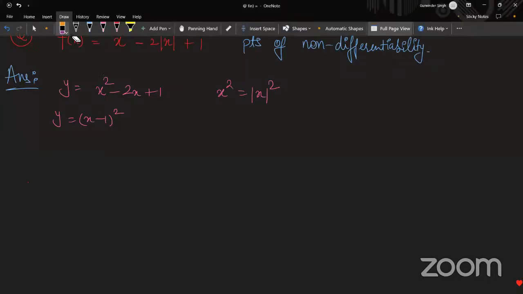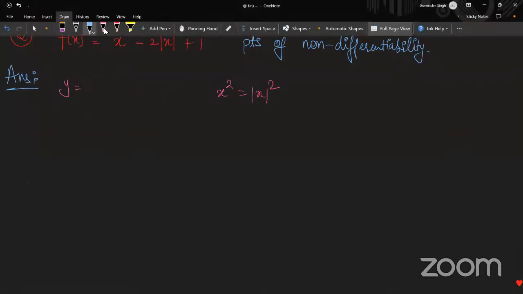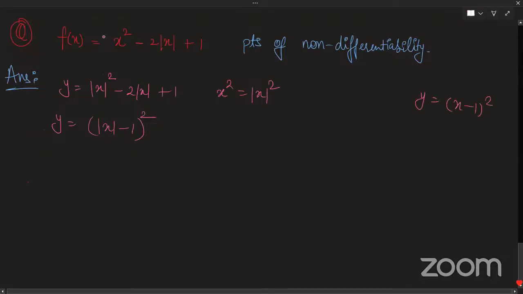Yes, sir. x square and mod of x square have the same value, right? So I have basically got mod x square minus 2 times mod x plus 1. So I can write y as mod x minus 1 whole squared. If I ask you to draw the curve of this, y is equal to mod x minus 1 whole square, will you be able to draw it?